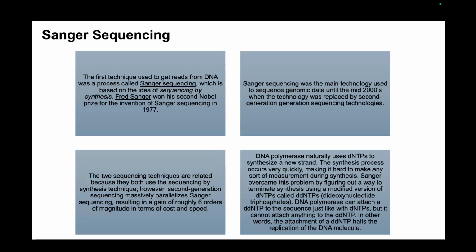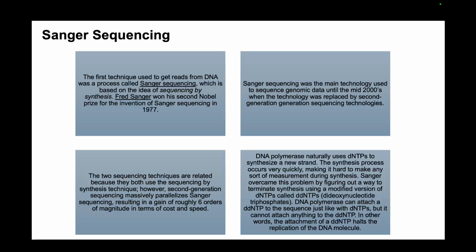So the first sequencing technology that ever was there was the Sanger sequencing technology. Fred Sanger won his second Nobel Prize for the invention of this technique in 1977, and this was one of the most widely used technologies at least till the early 2000s.